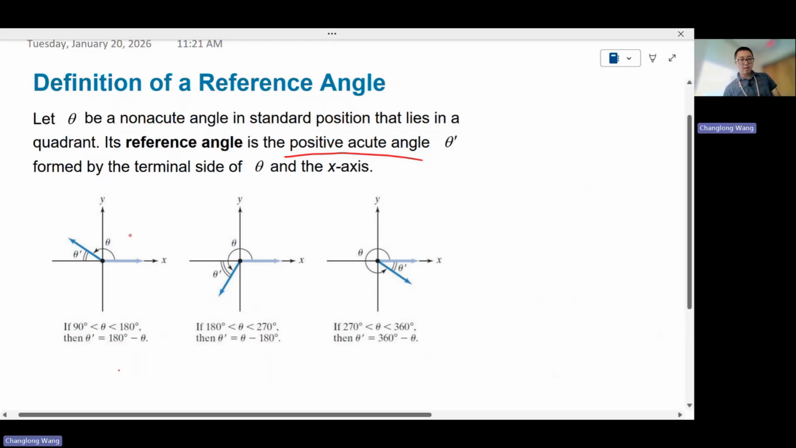But how much is theta prime? If the big angle here, theta, is let's say 150 degrees. Okay, so you can tell right away, right? This reference angle is 30 degrees. Yes. So it's very straightforward. Now, what if it's in the third quadrant? Let's think about maybe this big angle all the way to the third quadrant is, let's say maybe 240 degrees.